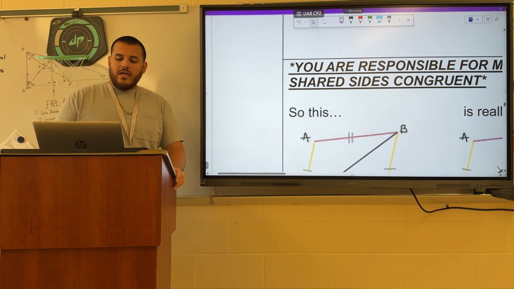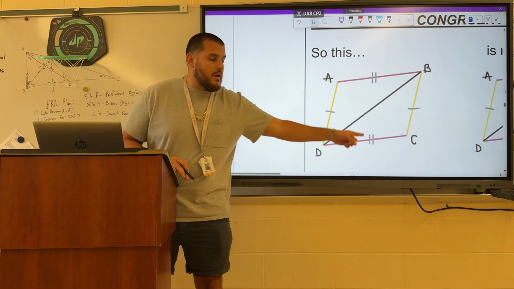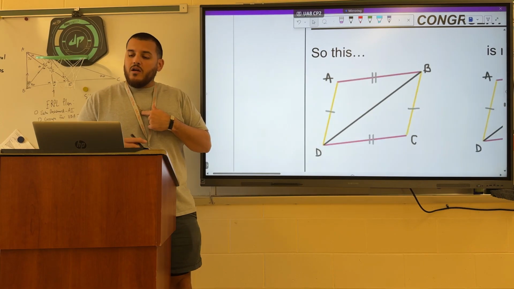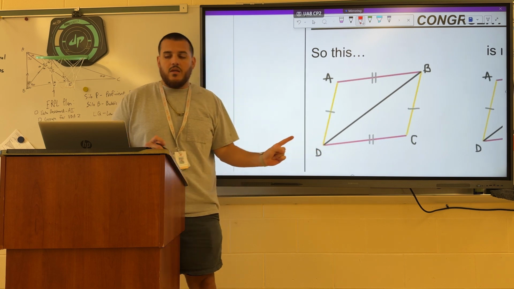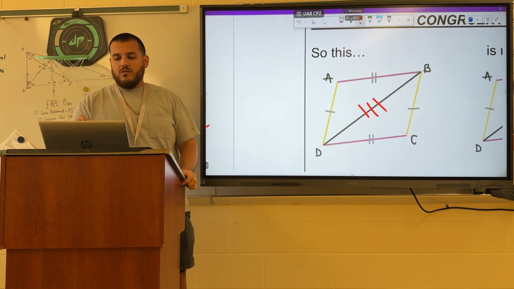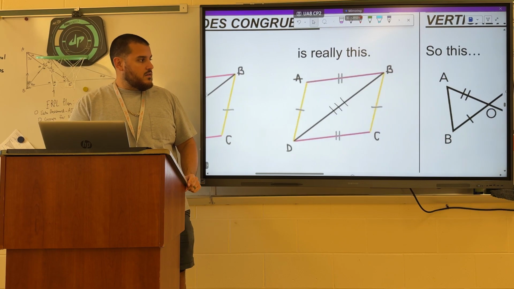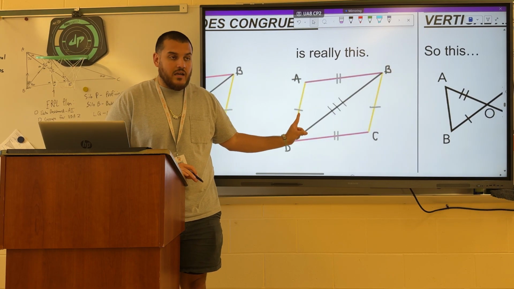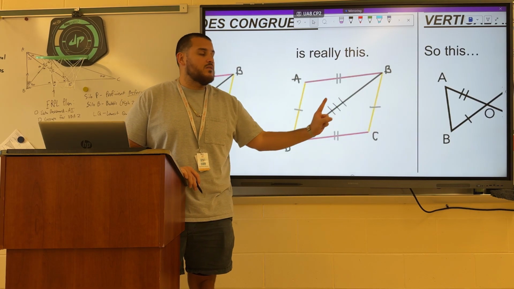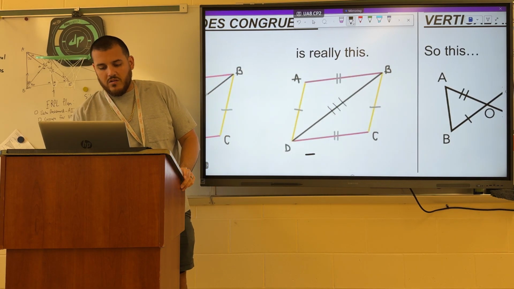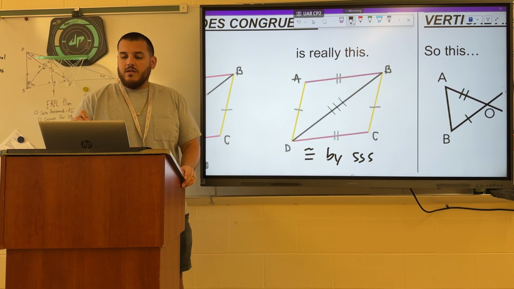So when we look at this example, which at first glance is just two pairs of sides, we are responsible for marking the shared side DB for both triangles, okay? So that really is this, where this triangle has a side with 1, a side with 2, a side with 3. This triangle has a side with 1, a side with 2, a side with 3. These triangles are congruent by the side side side theorem, right?